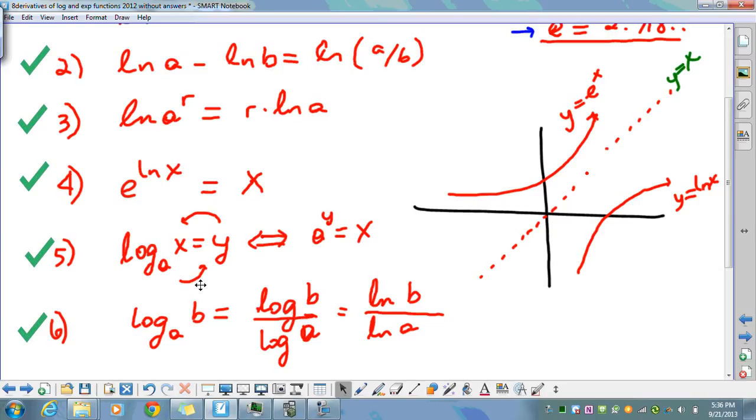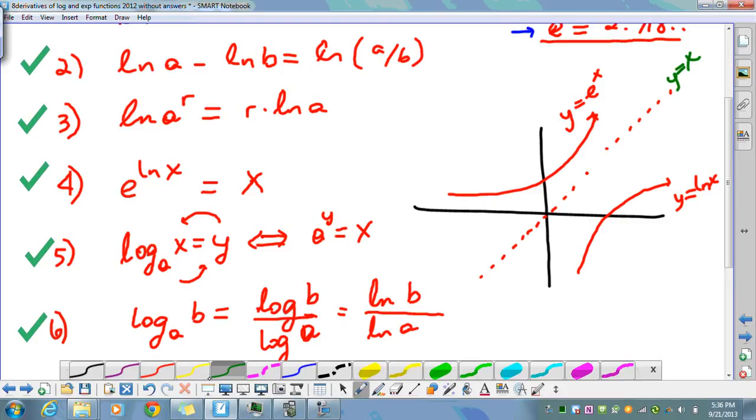Okay, so to get rid of a log, the way you would write this is a to the power of y is equal to x. So that's what you see on the side. A to the power of y is equal to x. And another way to see this is you can exponentiate both sides.